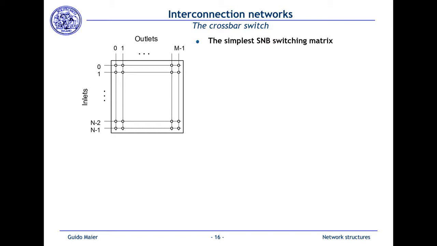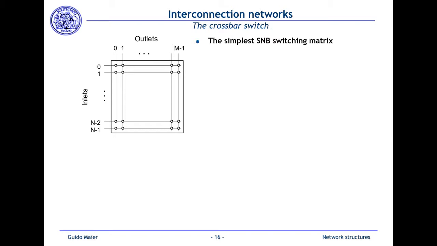And this is the first switching architecture that we see, and it's also the simplest one. It's called a crossbar switch. Crossbar switch, not to be confused with the crossbar state of the switching element. They use the same name, but they are two different things, although they are related. So this crossbar switch is the simplest strict sense non-blocking switching matrix that you can use for any size, except for physical limitations.